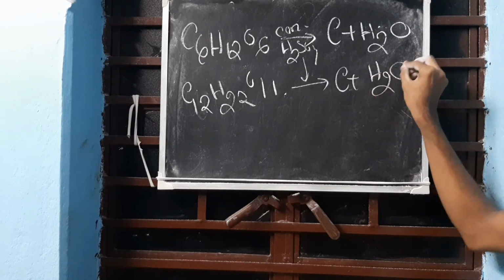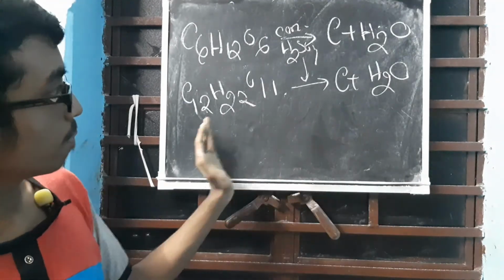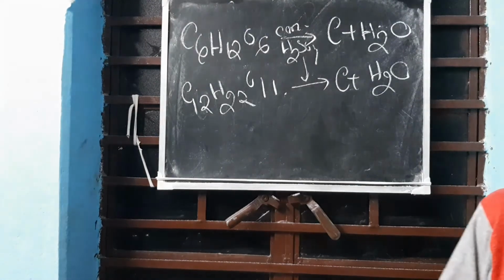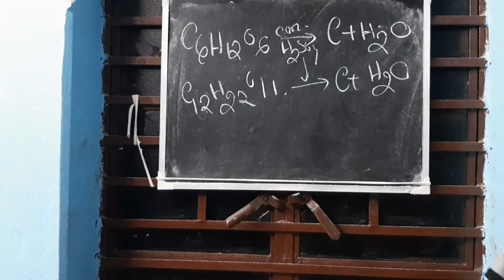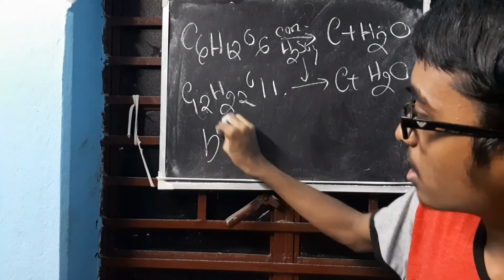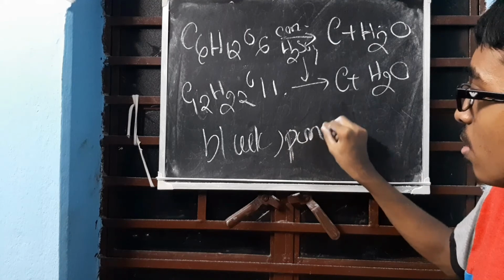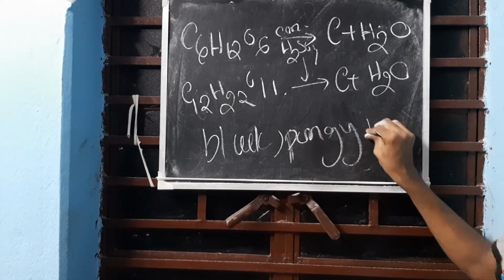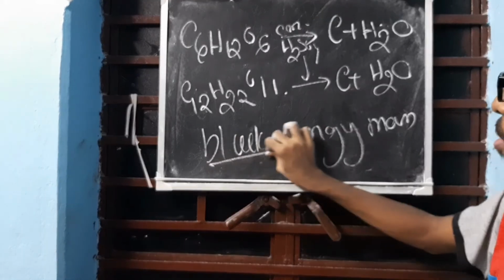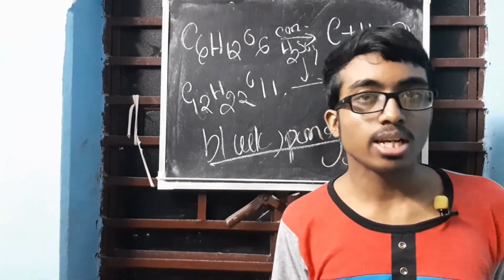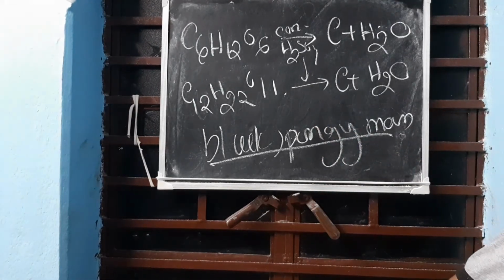Where lies the difference? Balancing. As simple as that. The difference lies in the balancing. The products for both are carbon and water. That is why the observation is a black spongy mass. A very important observation: black spongy mass. Remember all these reactions, because they will be asked directly in the exam.